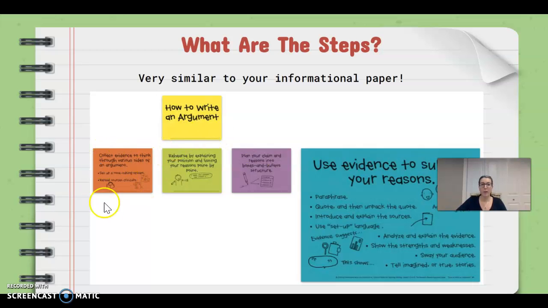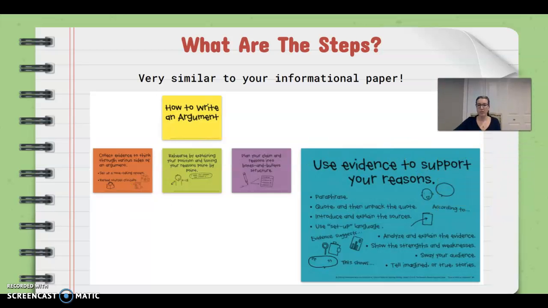Then, once you come up with your claim, you will need to find evidence to think through the various sides of an argument. So you'll be asking yourself a question, for instance, should kids play sports? Once you pick your stance on it, for example, I would say, I believe that kids should play sports. I need to come up with reasons and evidence to support my claim in order to convince my audience. Remember, the goal of a persuasive essay is to persuade someone or to convince them to agree with you.